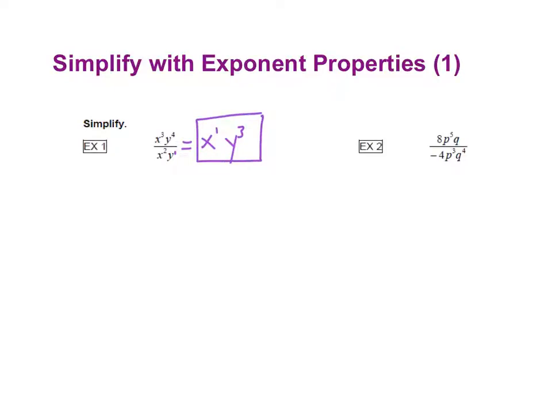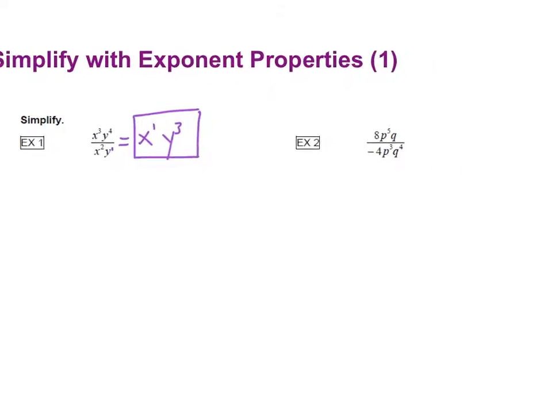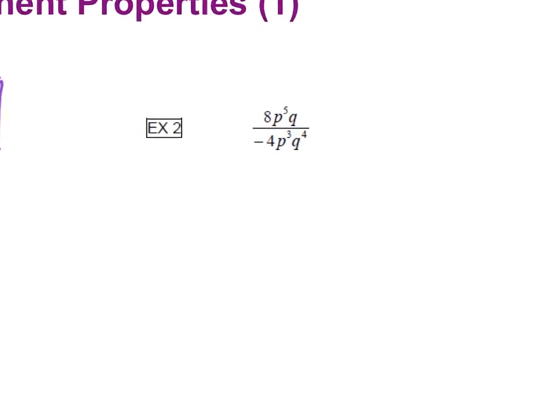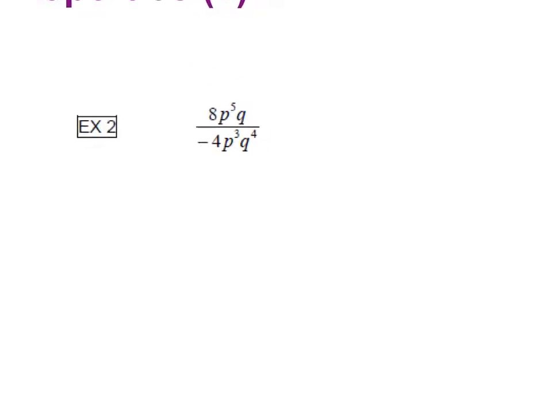When you do that subtraction, if you have a negative exponent, we have to deal with that, which I think happens in the next example. All right, example 2. So these monomials have coefficients. We have an 8 and a negative 4, but then we have p's and we have q's. So we're still just going to go left to right with this.